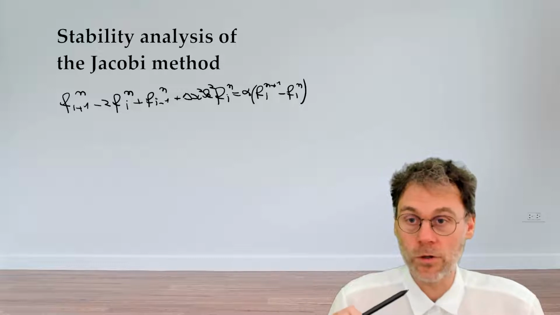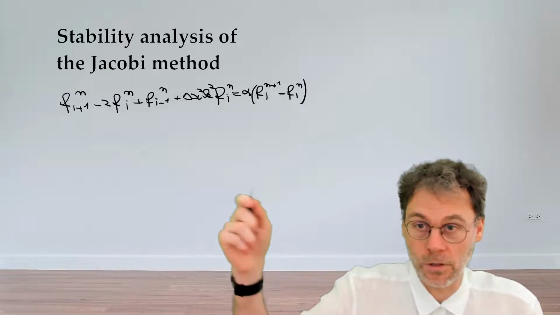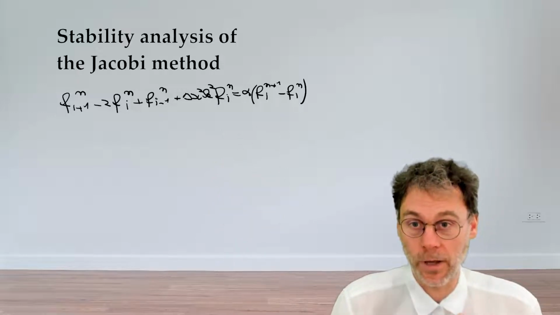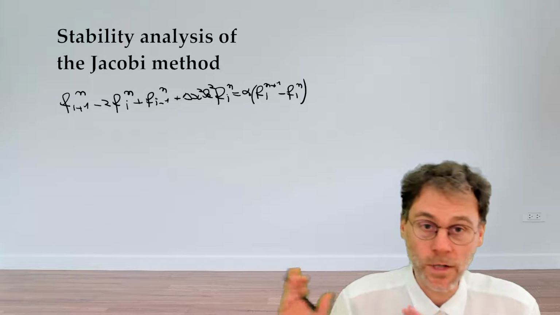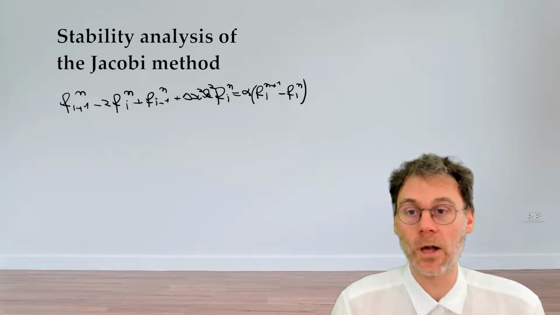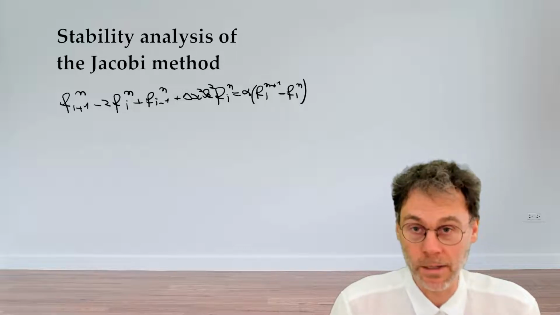Ideally, we would like to say something about the convergence of the method. So if you start from a certain given initial guess, can you then guarantee that you always will end up at a true solution? So that's a bit of a tall order. That's a bit difficult to do. So therefore, we're going to look at a slightly simpler but also important problem, and that is the stability.